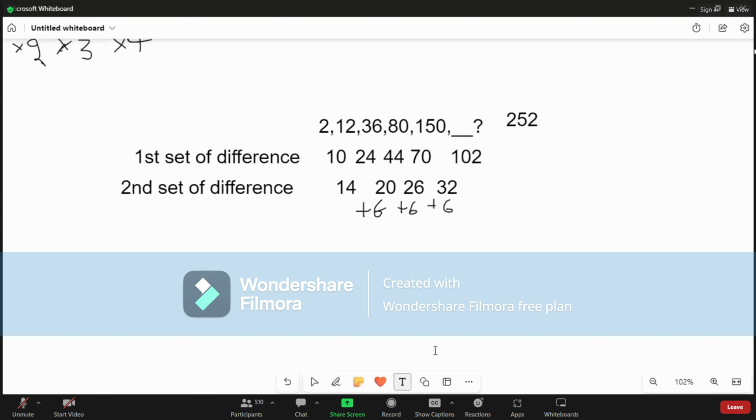And also this is the n cube plus n square pattern. So you can see the first term is 1 cube plus 1 square. The second term is 2 cube plus 2 square. The reason I have mentioned the differences concept is because it is easy to understand and you can write it in the exam so easily. Yes, so 252 is the answer for this one.